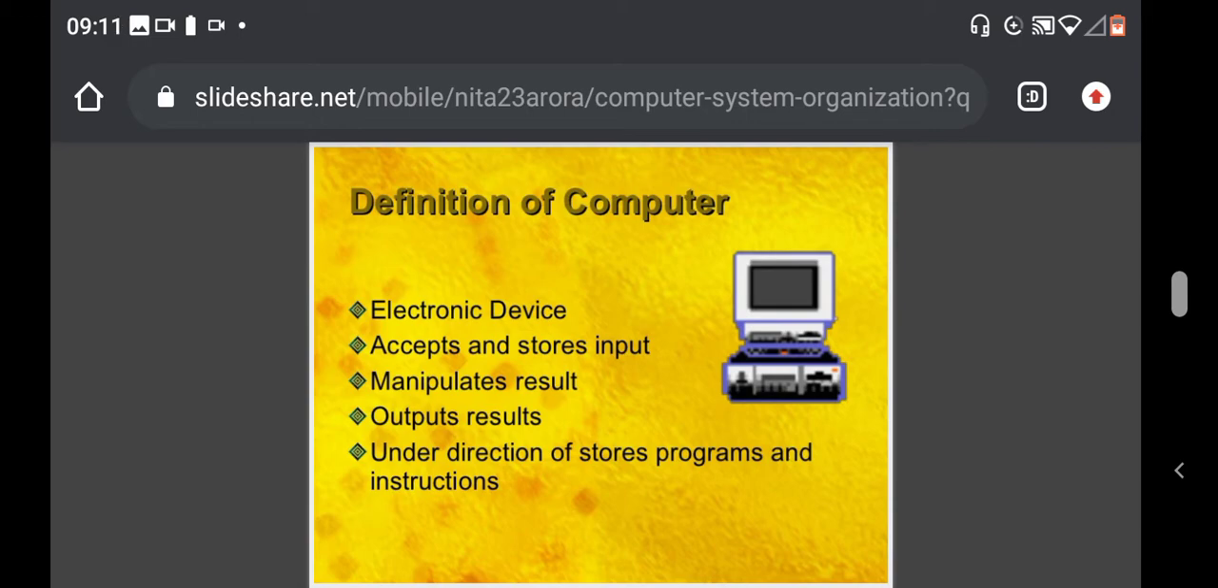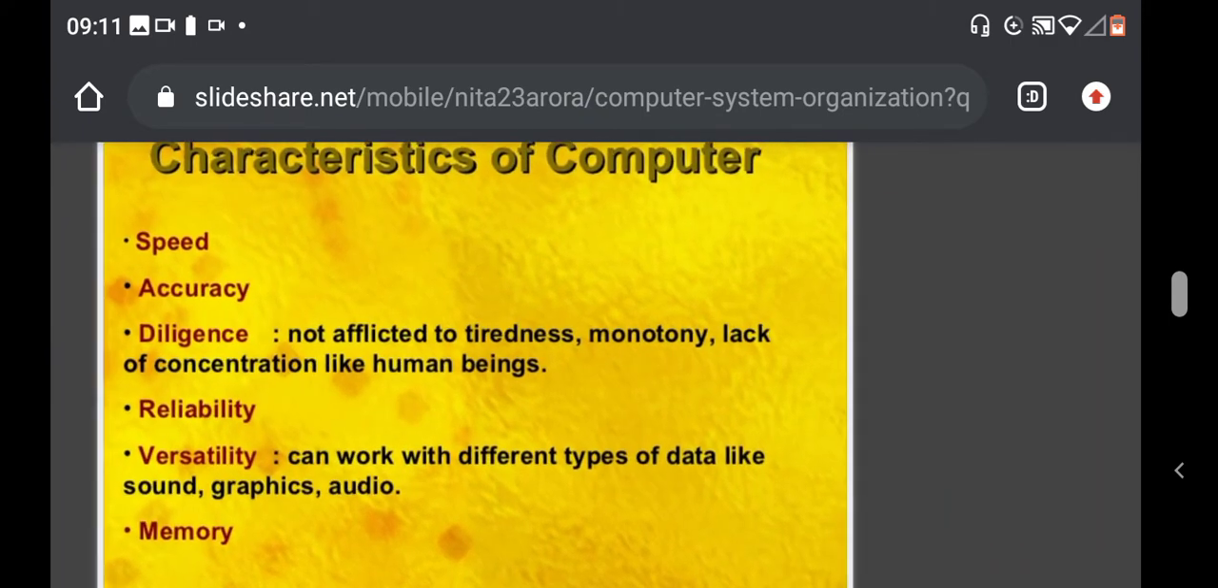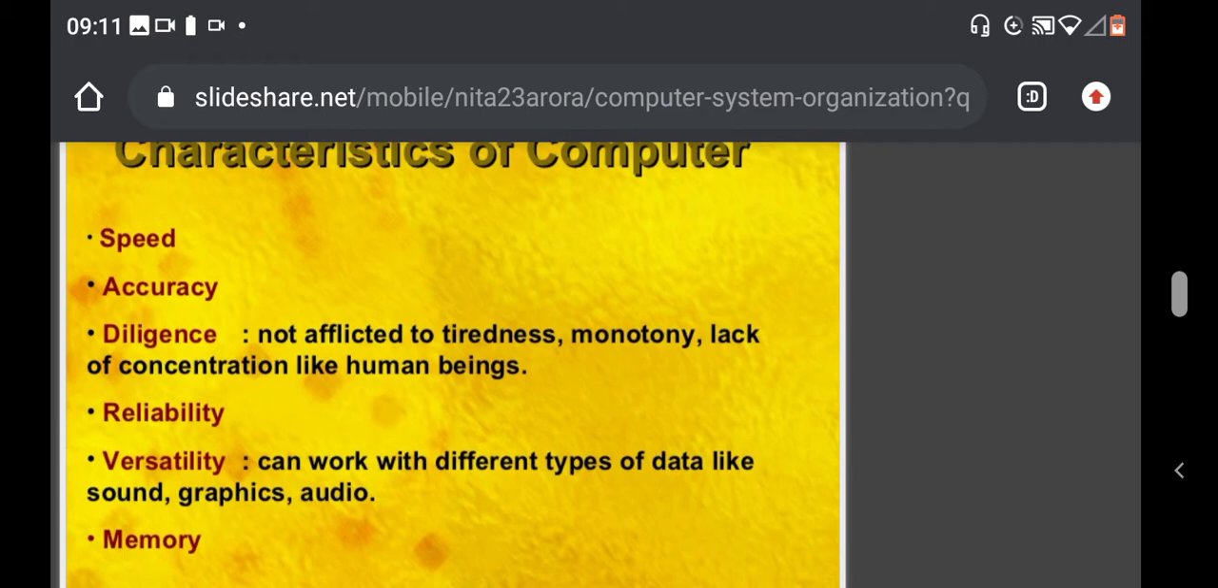It's an electronic device that accepts input, stores and manipulates data, and outputs results under the direction of stored programs and instructions. So the characteristics of a computer are the following: speed, accuracy, diligence, not afflicted by tiredness or monotony, lack of concentration like human beings, reliability, versatility, so it can work with types of data like sound, graphics, and audio, and memory.